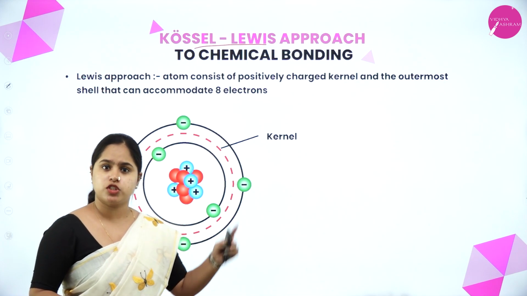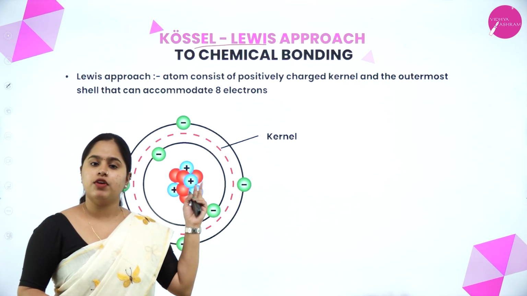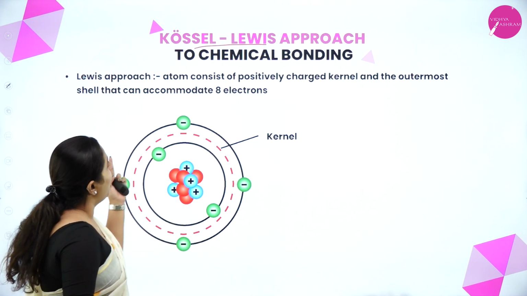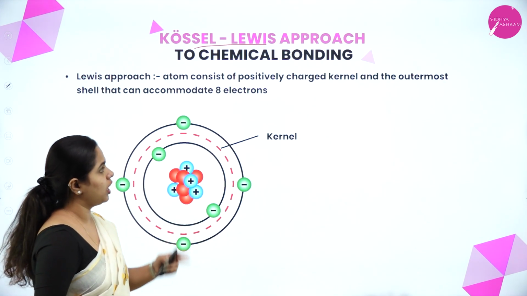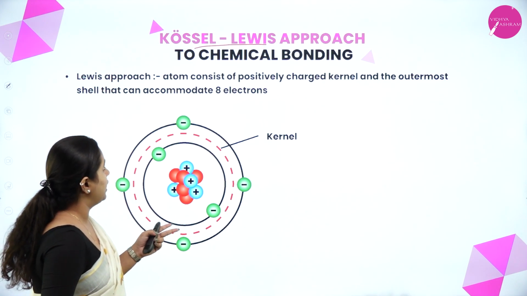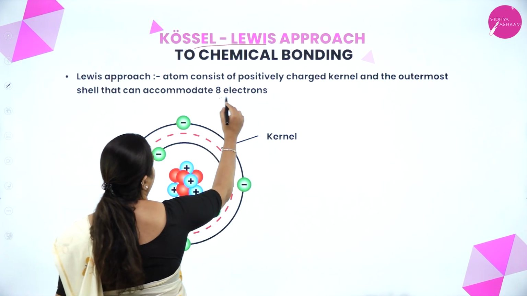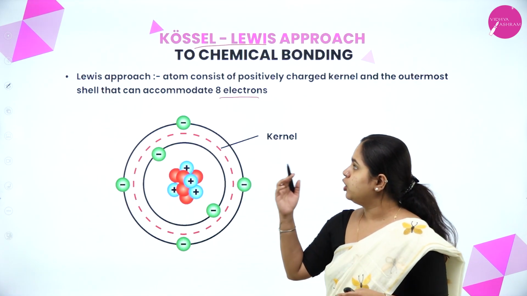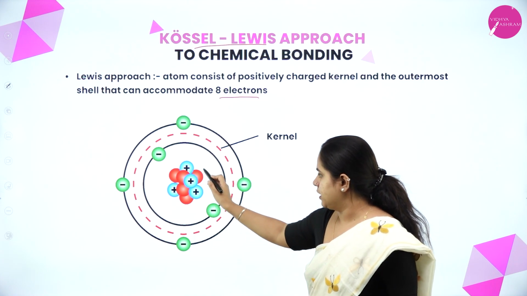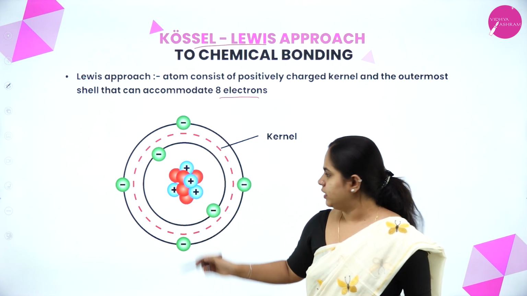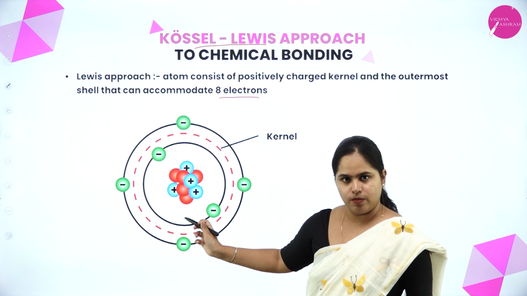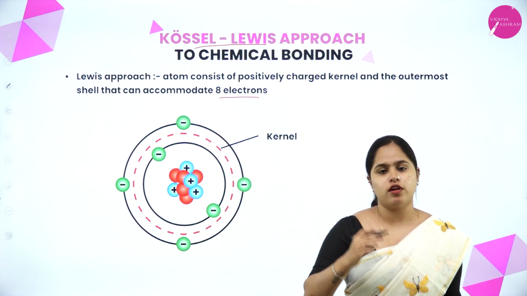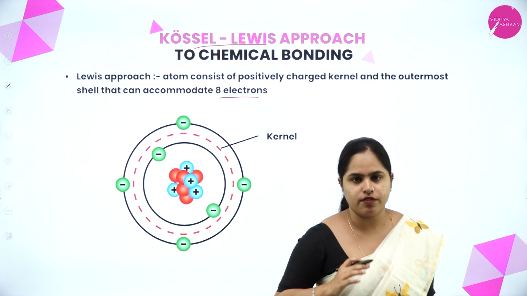In the KÖSSEL-LEWIS approach, there are two scientists, KÖSSEL and Lewis. We are going to study about that. According to the Lewis approach, the atom consists of a positively charged kernel and the outermost shell that can accommodate 8 electrons. So what did he say? What have we studied till now? There is a positively charged nucleus, in which neutrons are also present, and the electrons revolve around it.